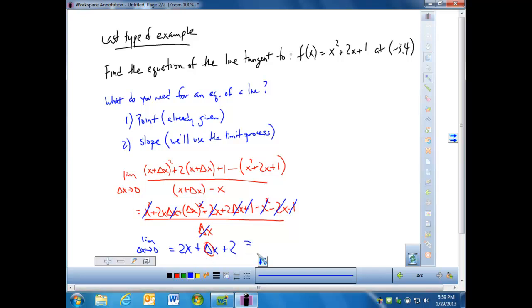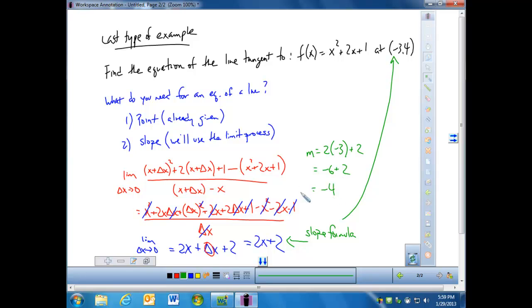That is the derivative, remember, but it's also the slope formula for this function. Meaning what? I can plug in any value of x that I want right now, and that would give me the slope at that particular x value. So if I want to know the slope at -3, 4, I have to plug -3 into my slope formula. So when I do that, I get -4. That is the slope at that point.